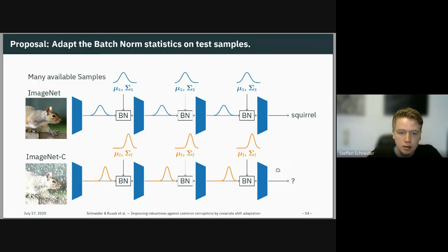So the fix here is to simply re-estimate the statistics on the test set. For that, you need a few samples from the test set. And in this first new evaluation setting, we basically assume that we have access to the full test data set. So think of you're given all 50,000 test images at once, and you can then evaluate on them. Of course, you don't have labels, but you can certainly recompute the statistics.